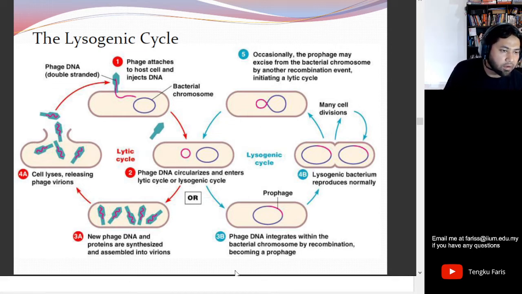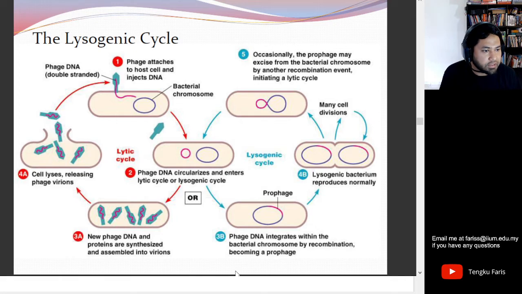However, in the case of the lysogenic cycle, in the blue color on the right, the host cell can remain active, but they integrate some of the phage DNA into the bacterial chromosome by a process called recombination. All right, so they have the genetic material from the viruses. It's not only the bacterial chromosome.